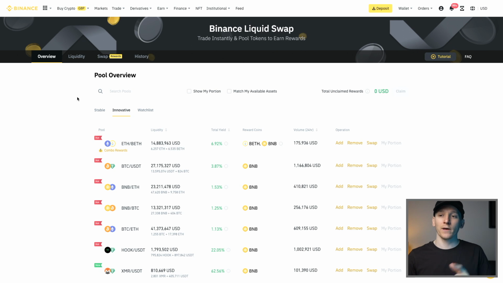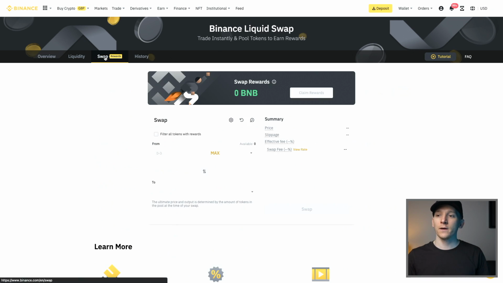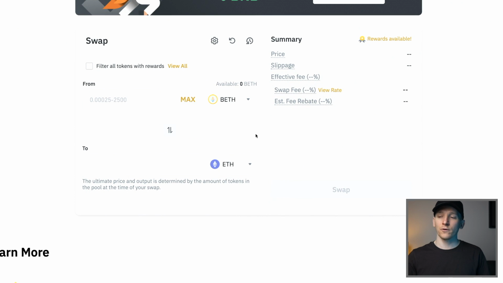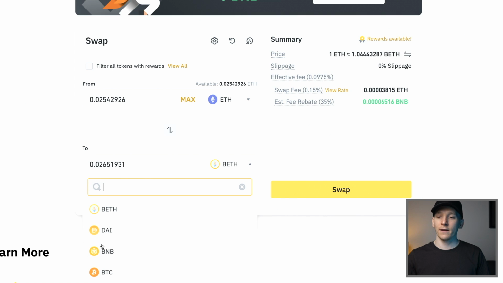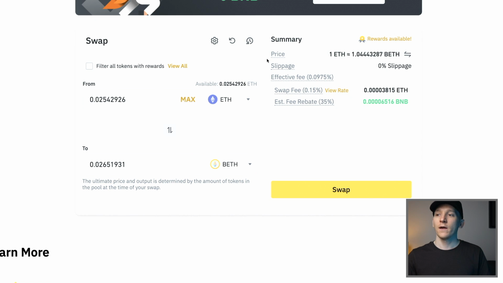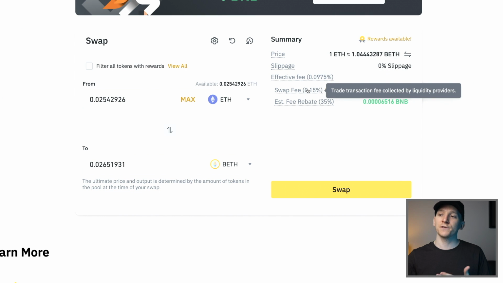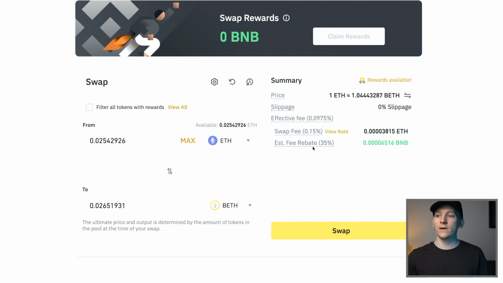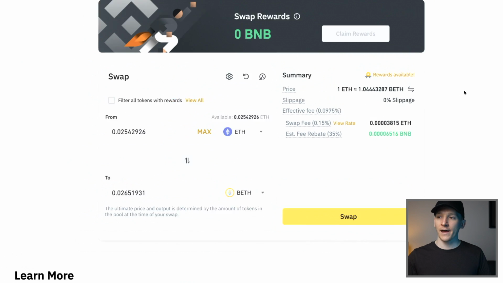We'll get to swapping coins first, using the exchange, and then we'll get to adding liquidity after. So we go to swap right here, and we can swap one token for another. Just like any other decentralized exchange, I'm going to take some ETH right here, and I'm going to swap it into any other token, as you can see. And then it's going to give me the price and the exchange rate between the two tokens, the slippage, which is 0 right here. You can see the effective fee, right? So they are charging you a swap fee, which is 0.15%. You're actually getting a fee rebate as well, as you can see here, of 35%. So they will basically benefit you a little bit and pay you a little bit of BNB to make the swap cheaper, and you can swap right here. So it's as simple as that, just like anything else.